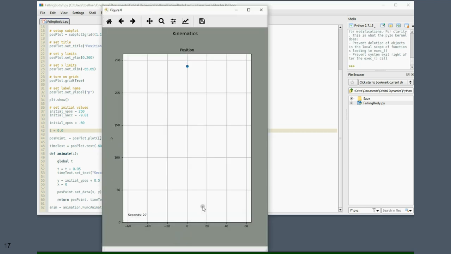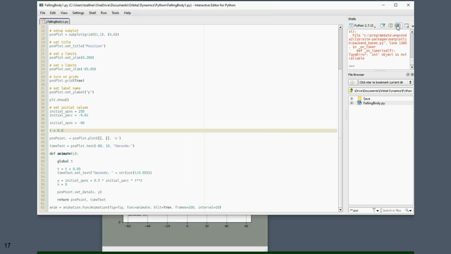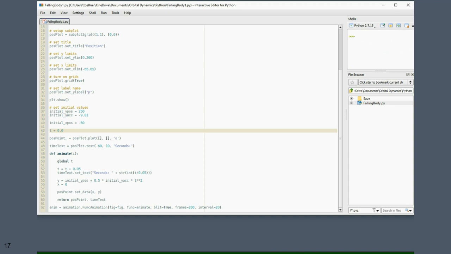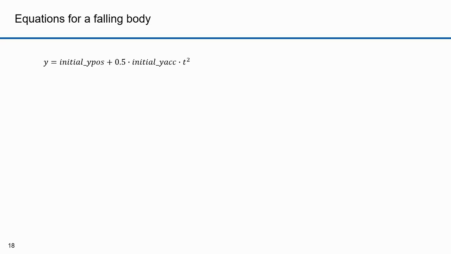So this shows you how to do a basic falling body animation that recreates Galileo's experiments. In the next slide, I'm going to show you Python code that simulates a body in a parabolic trajectory, where it goes up, reaches a peak, and then goes down.